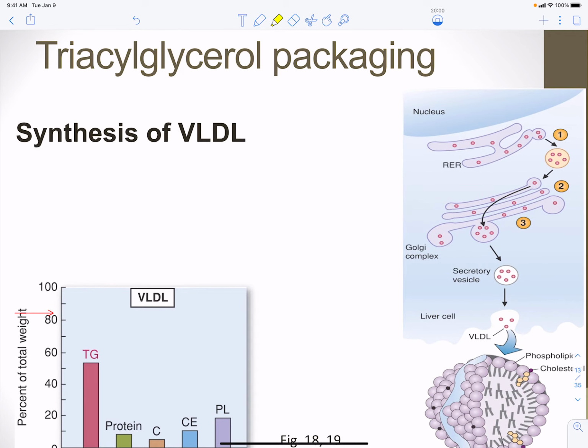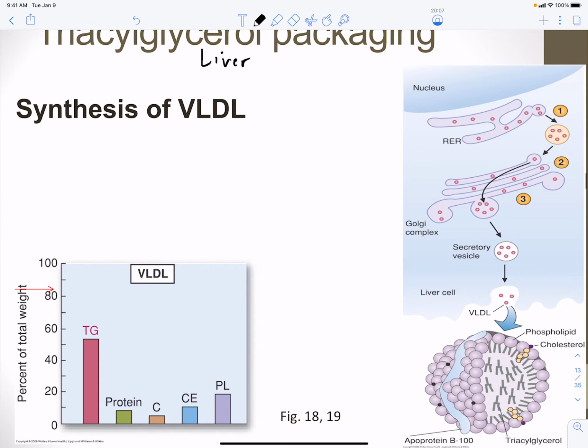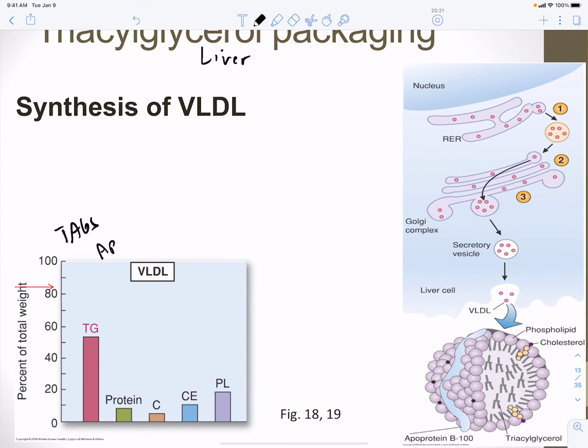So your triacylglycerol is going to be packaged in the liver. So this is occurring in the liver. And you're going to get the synthesis of the very low density lipoproteins. Very low density lipoproteins are going to have in it your tags. So that's that TG. It's also going to have some proteins, especially your ApoB100. And then it's going to have different cholesterols, as well as cholesterol esters.